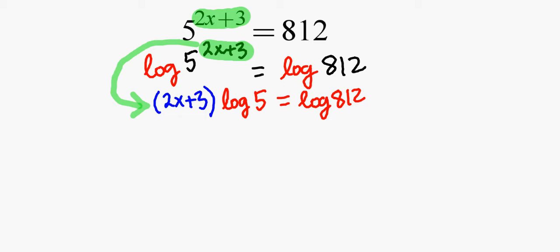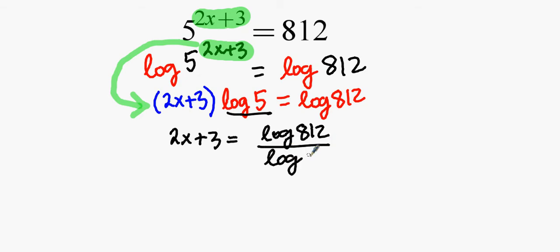Now this becomes like a simple equation. I need to get rid of that log 5 right here. So in my next step, I'm going to do 2x plus 3 equals log 812, and then I'm going to move that log 5 underneath. So I divide it by log 5. The next thing I need to get rid of is that 3. I want only 2x here, so 2x equals log 812 divided by log 5 minus 3.